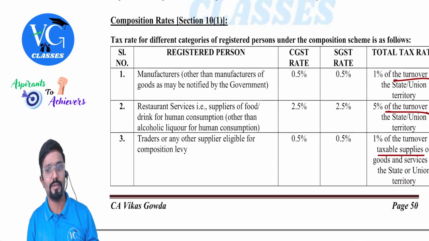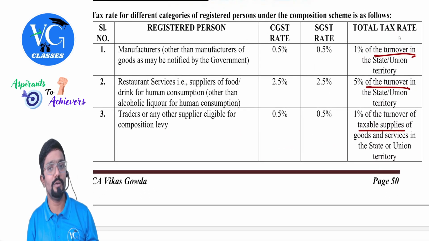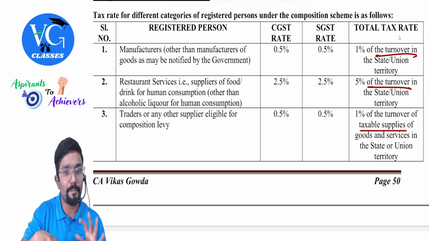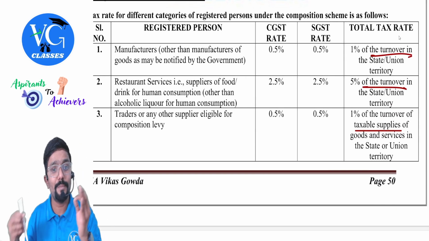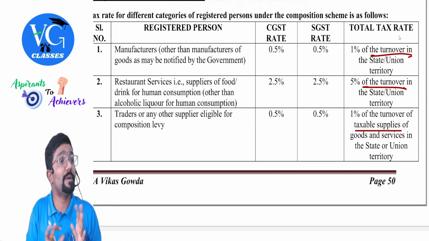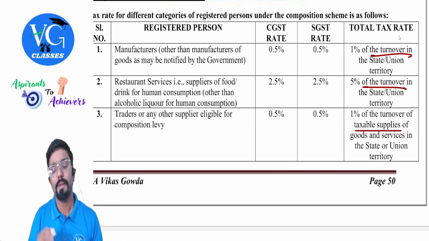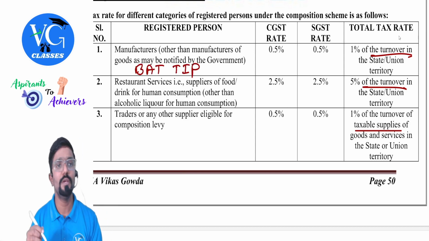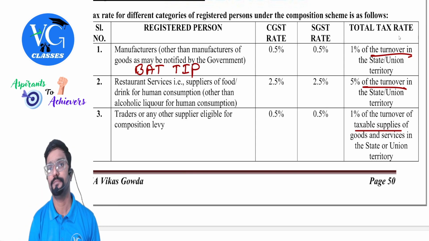Table. In the same chapter, don't go to some other chapter. Here, can you read that first point? Manufacturers, other than the manufacturer of goods as may be notified by the government. So which are the goods notified by the government? Bat tip. Right here. So if I am a manufacturer of bat tip, can I follow composition scheme under section 10.1? No, sorry. You cannot.